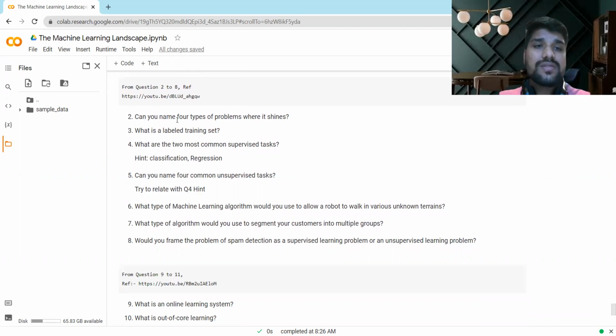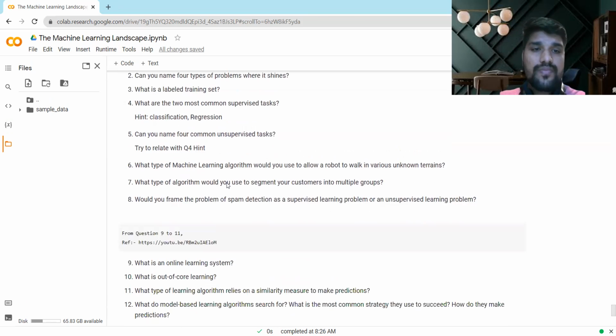Let's go through them. It is: can you name 4 types of problems where it shines? Second, what is a labeled training set? Next, what are the 2 most common supervised tasks? Okay, so I have given a hint here, that is classification and regression. I already explained that in that series, that is the types of machine learning, the first video. Then, can you name 4 common unsupervised tasks? Again, you can relate this question with question number 4 and watch the video if you don't know. If you know, then comment it.